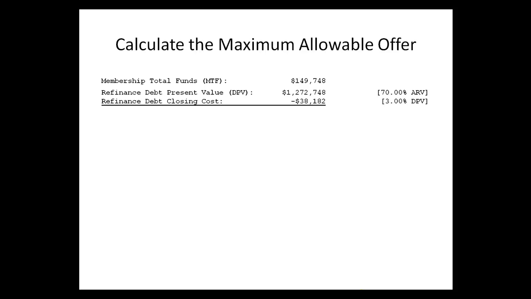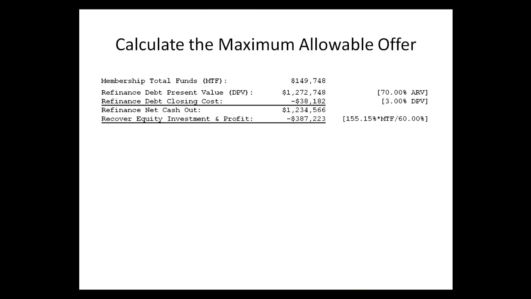We then subtract the refinance debt closing costs, which is approximately 3% of the debt present value. This percentage can change depending on the refinance lender's requirements. This leaves the refinance net cash out $1,234,566, a statistical oddity. Then we subtract from that cash out to recover the equity investment and a profit margin.